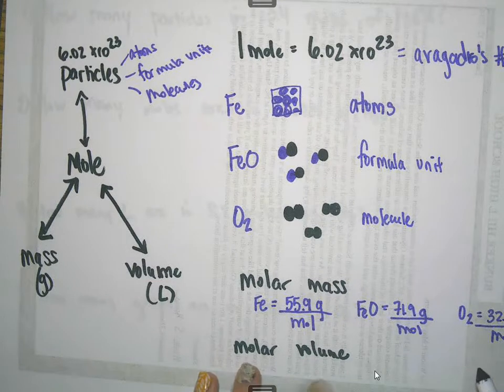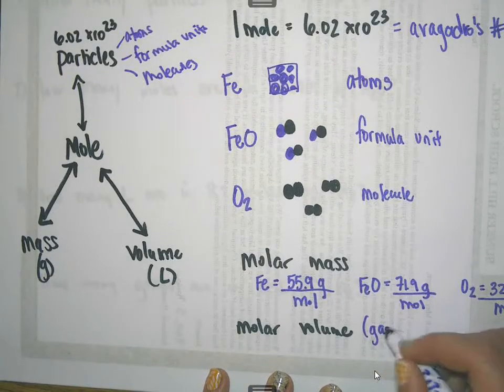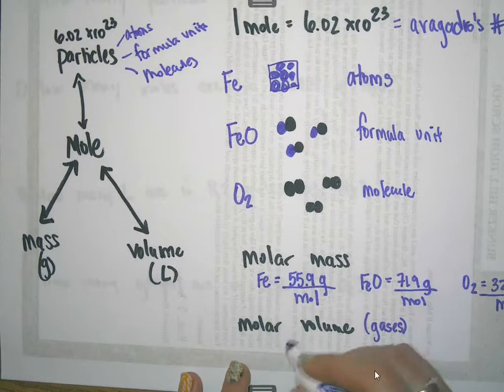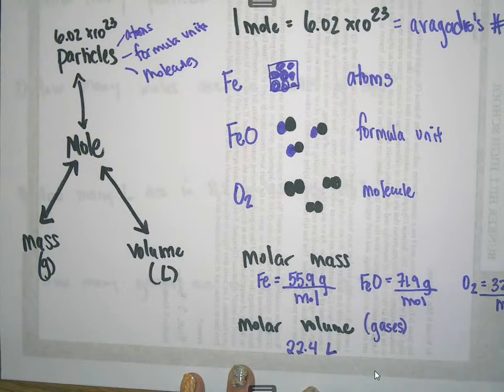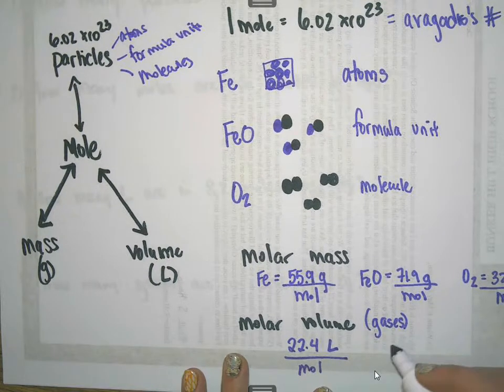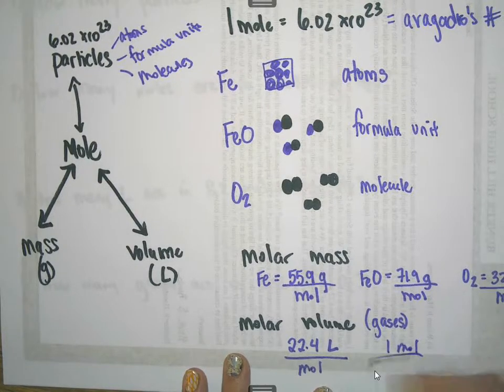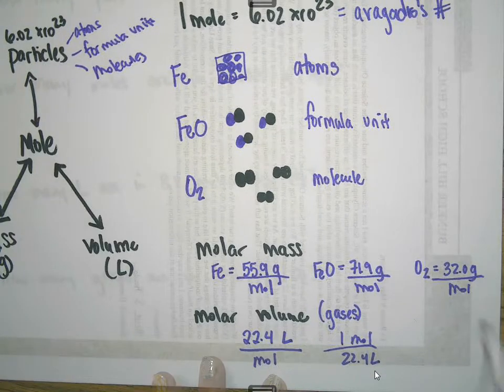Now, the molar volume is the volume of a mole. This only applies to gases. It's a known figure that 1 mole of a gas will have a volume of 22.4 liters. So you can look at that as 22.4 liters per mole, or as 1 mole to 22.4 liters. I can do the same thing up here. I can also take these numbers and flip them and put moles on top and grams on the bottom because they're equal to each other.